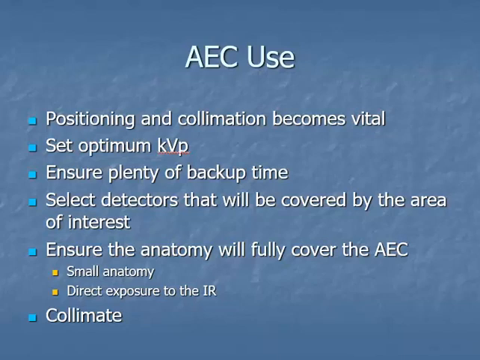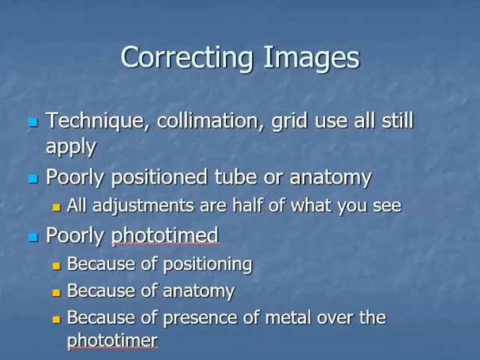If you're making an exposure on a small anatomy that's difficult to cover the entire AEC, then you might consider using your density controls. Hit it with a +1, +2, things like that. An example of that would be if you're shooting a humerus. Sometimes it's difficult to get that entire AEC covered. And again, cannot stress enough the importance of collimation.